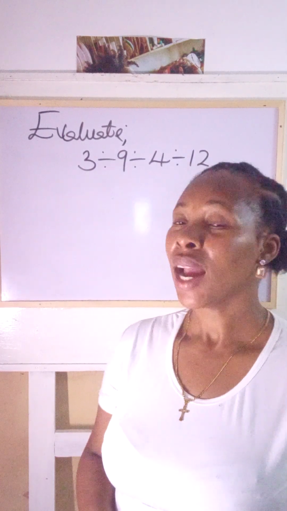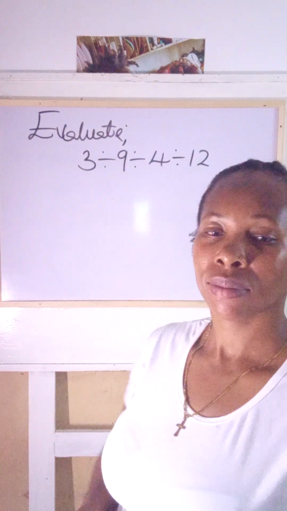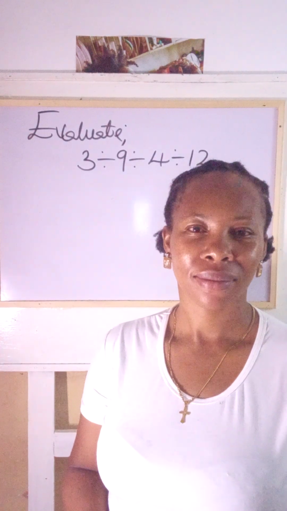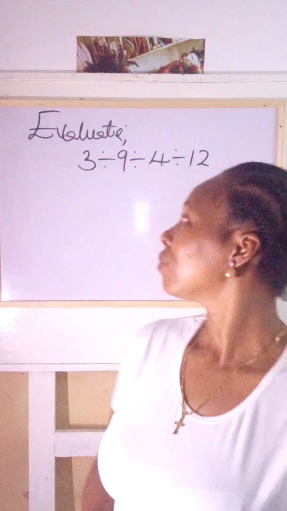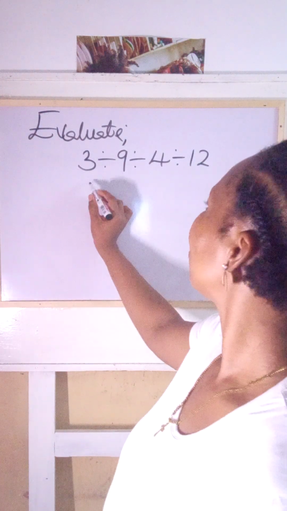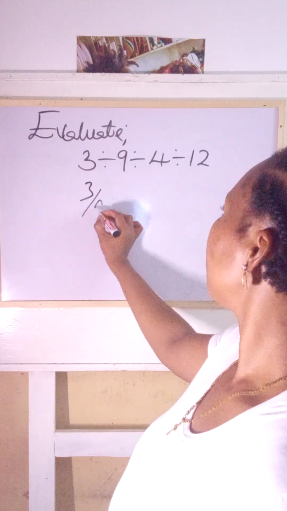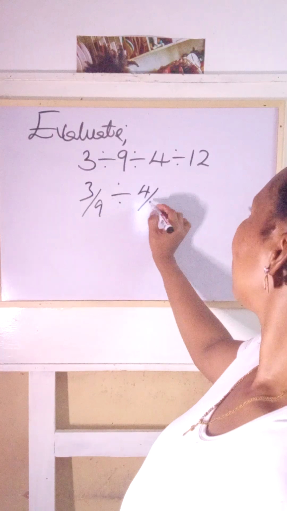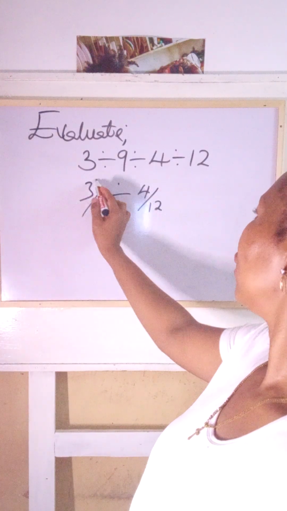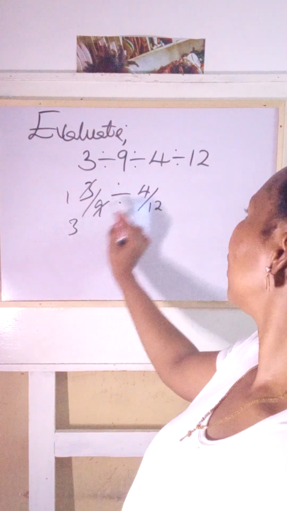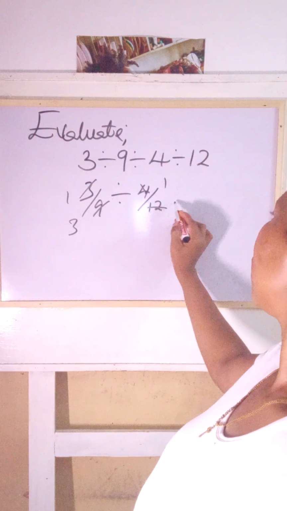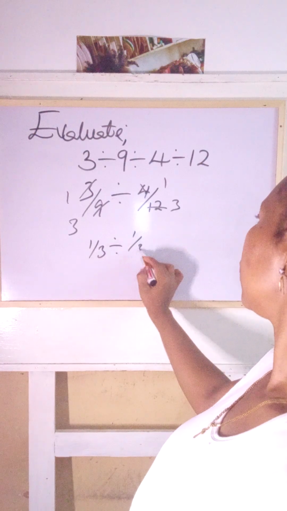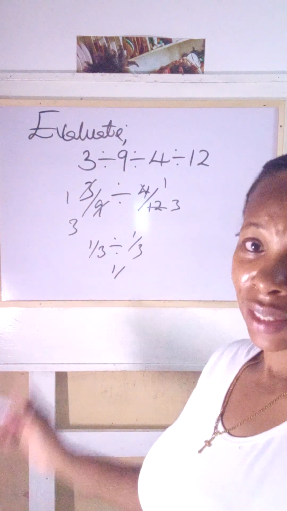Hello. Assuming you are given this kind of problem, what will you say the answer is? Is it 1? 3 divided by 9 divided by 4 divided by 12? 3 here 1, 3 here 3, 4 here 1, 4 here 3, so 1 over 3 divided by 1 over 3, which is 1. Is this the correct answer?